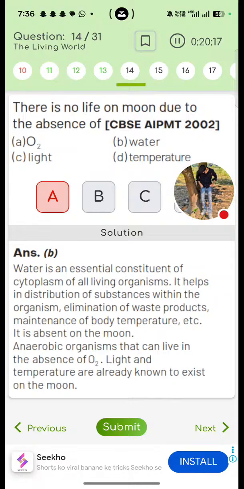No life on the moon due to the absence of water. Water is an essential constituent of cytoplasm of all living organisms. It helps in distribution of substances within the organism, elimination of waste products, maintenance of body temperature, etc. It is absent on the moon. Anaerobic organisms that can live in the absence of O2, light and temperature are already known to exist on the moon.